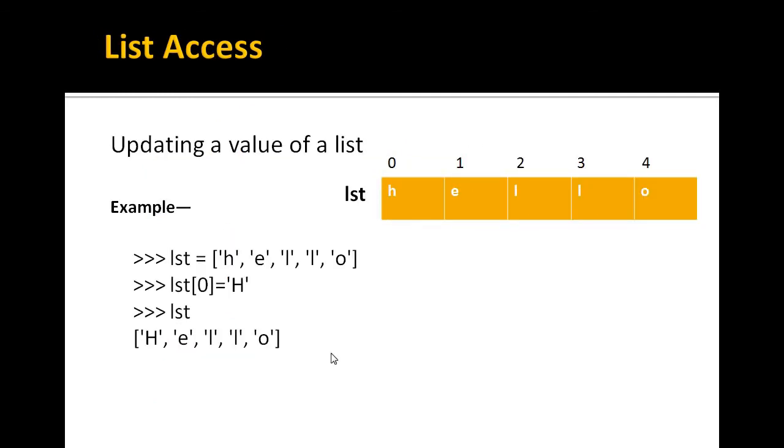For updation you can also use it. Suppose you want to change h to capital H. For that purpose you just need to write the list name, square bracket, and pass its position, and on the right hand side of the assignment operator write the new value, that is capital H. So it converts h to capital H, and you can see here the answer, Hello. The first character here is capital.